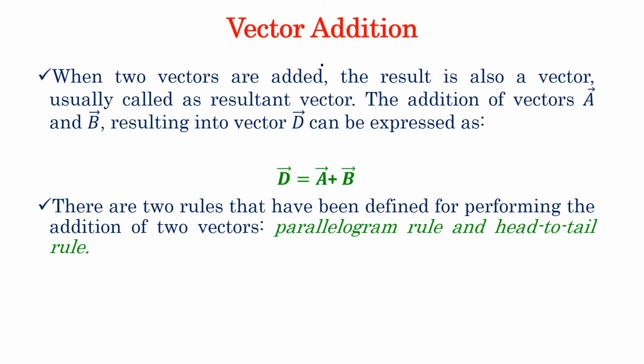First of all, we are going to see the vector addition. When two vectors are added, the result is also a vector, usually called the resultant vector. The addition of vectors A and B resulting into vector D can be expressed as D is equal to A plus B. There are two rules that have been defined for performing the addition of two vectors. The first one is the parallelogram rule and the second one is the head to tail rule.